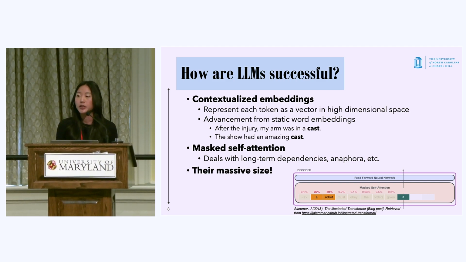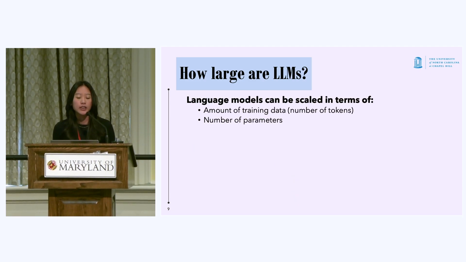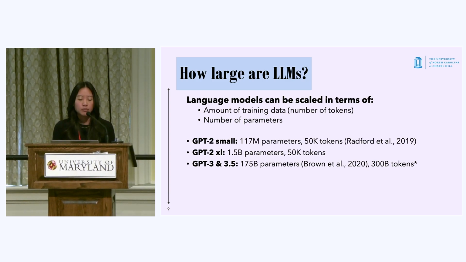And finally, large language models are just massive. Large language models can be scaled in terms of both the amount of training data that they receive as well as the number of parameters in the neural network. Here are just some stats on the GPT family of models. We started with GPT-2 Small in 2019 with 117 million parameters and 50,000 tokens. And current models have 1.76 trillion parameters and 13 trillion tokens.